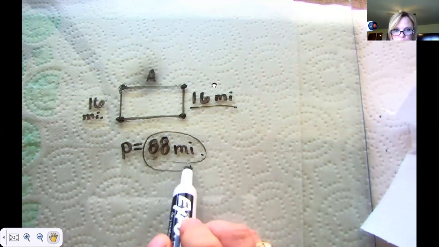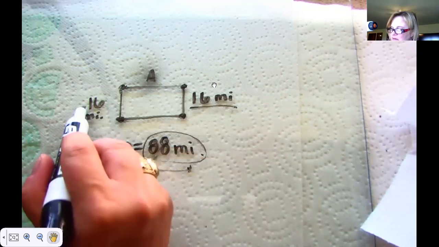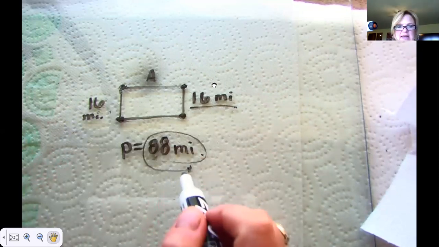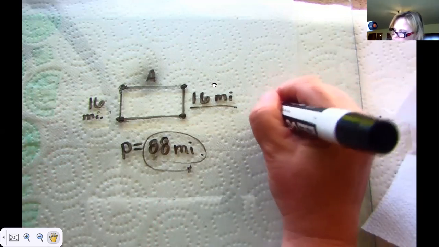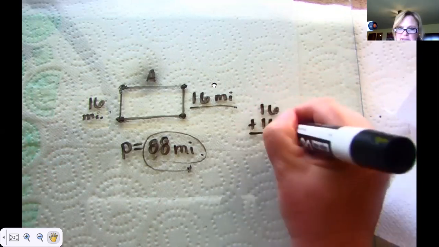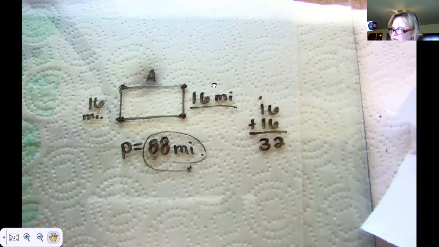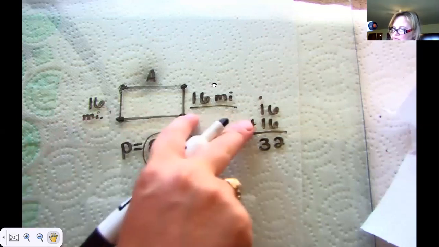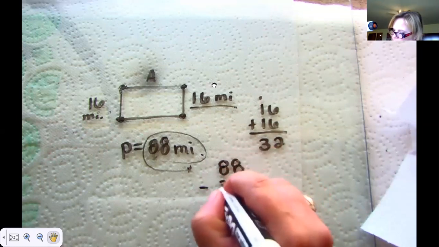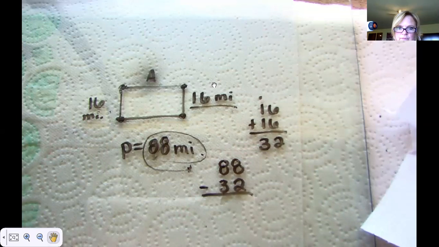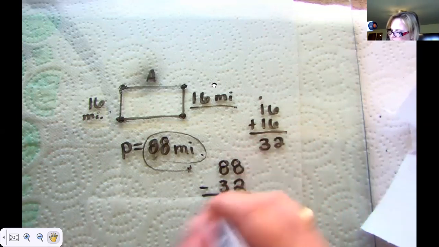We know that the total is 88 miles, and we have 16 and 16 out of that 88 total. There's lots of ways you could do this. I'm going to double 16, and I know that that is 32. So we've got 32 miles accounted for, so I need to take that out of my total and see what I'm left with. Okay, and then I've got 56 left.